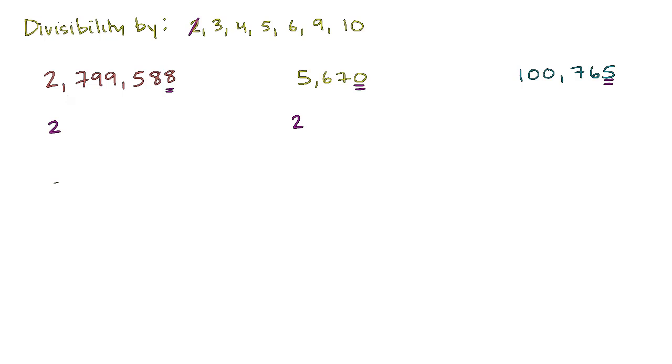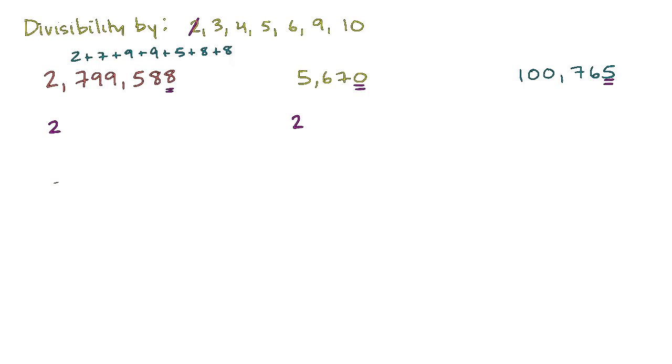To figure out if you're divisible by 3, you really just have to add up all the digits and figure out if the sum is divisible by 3. So let's do that. 2 plus 7 plus 9, actually let me just write it out. Plus 9 plus 5 plus 8 plus 8. What's this going to be equal to? 2 plus 7 is 9. 9 plus 9 is 18. Plus 9 is 27. Plus 5 is 32. Plus 8 is 40. Plus 8 is 48.